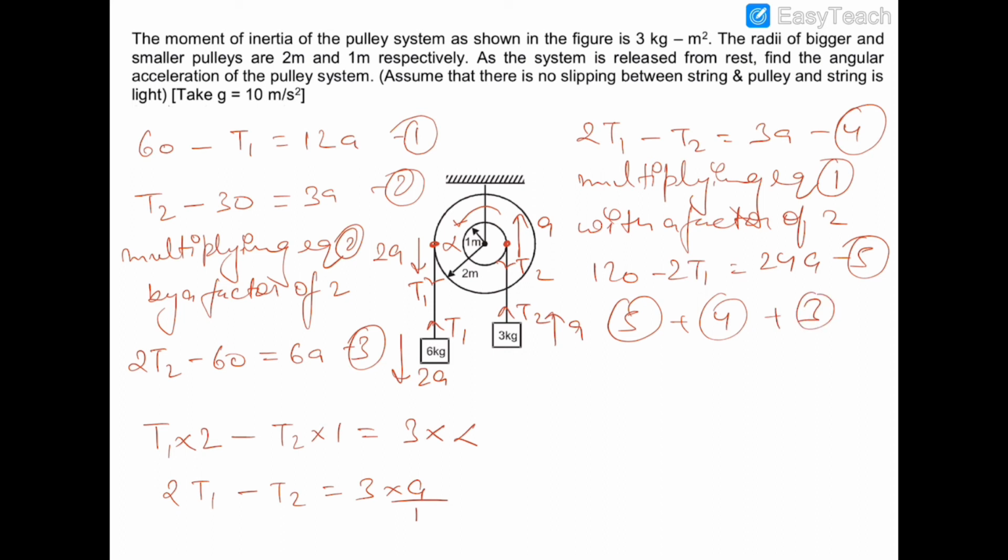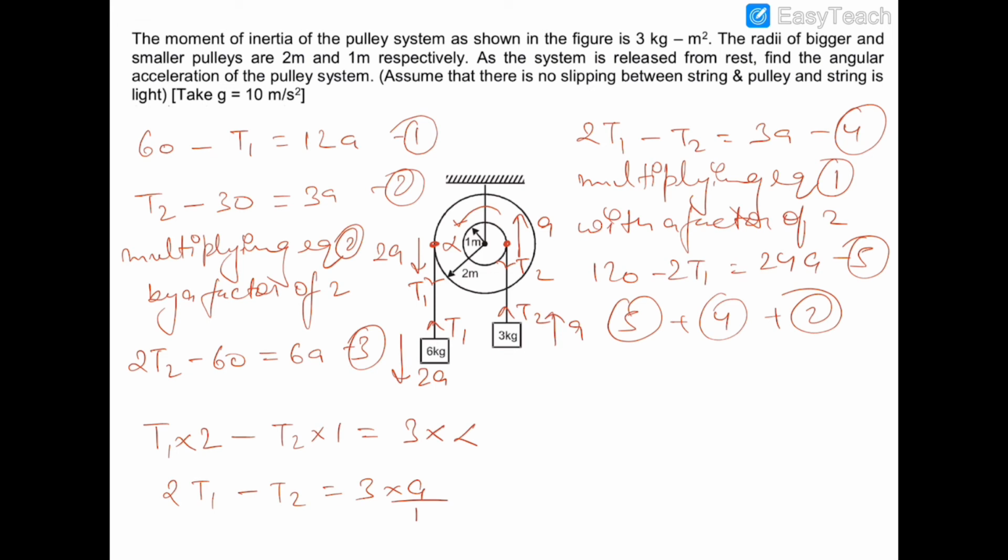In fact, equation number 2. So you can see that if we add up equation 2 and equation 4, then T2 would cancel out. And if we add up equation 5 and equation 4, then 2T1 would cancel out.